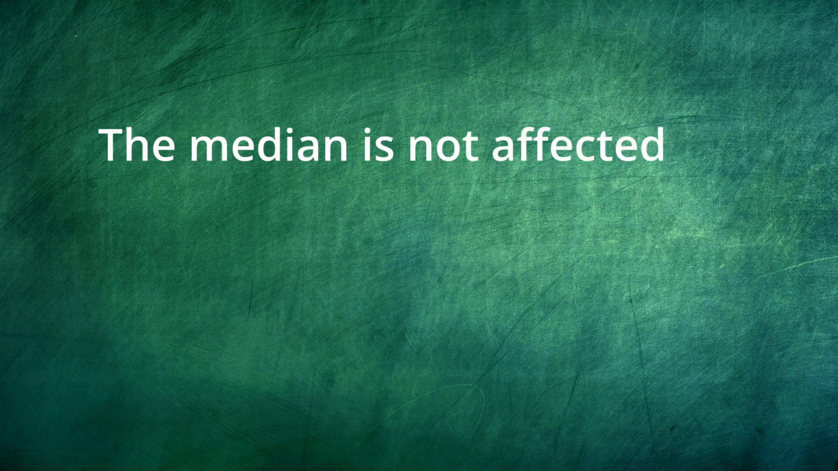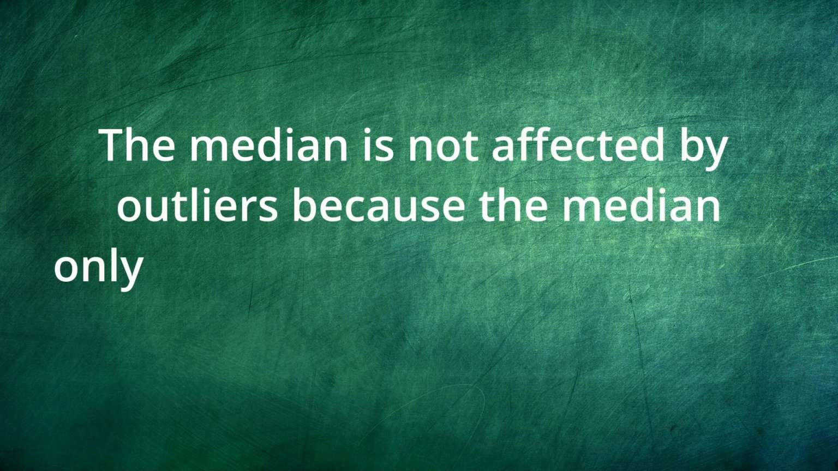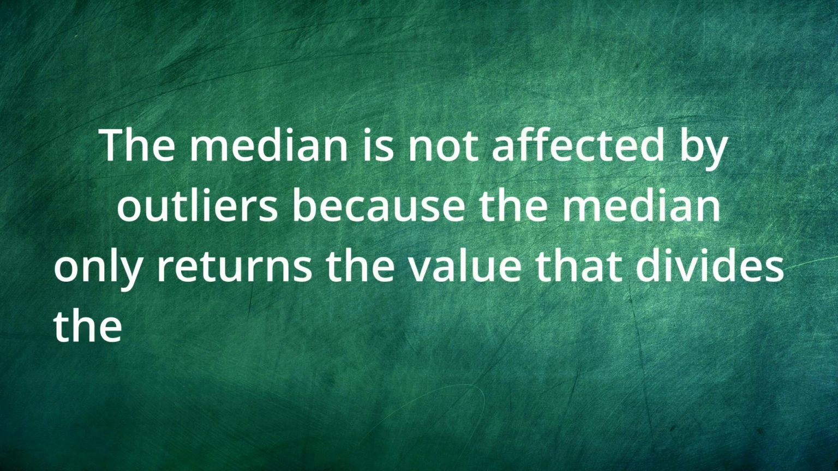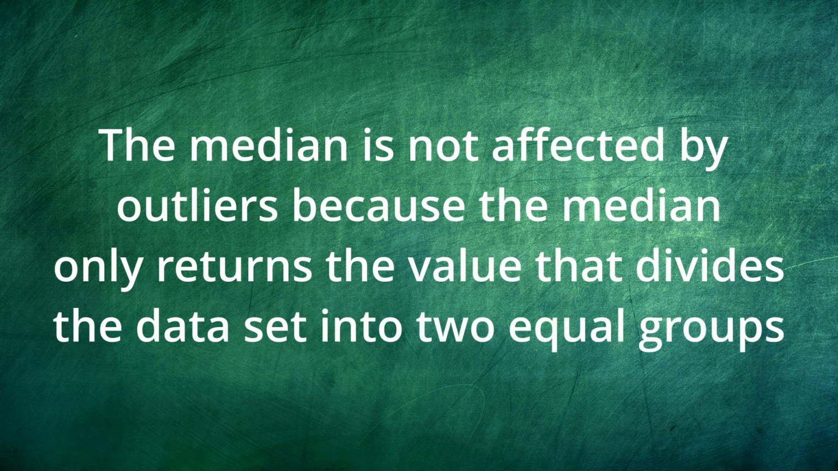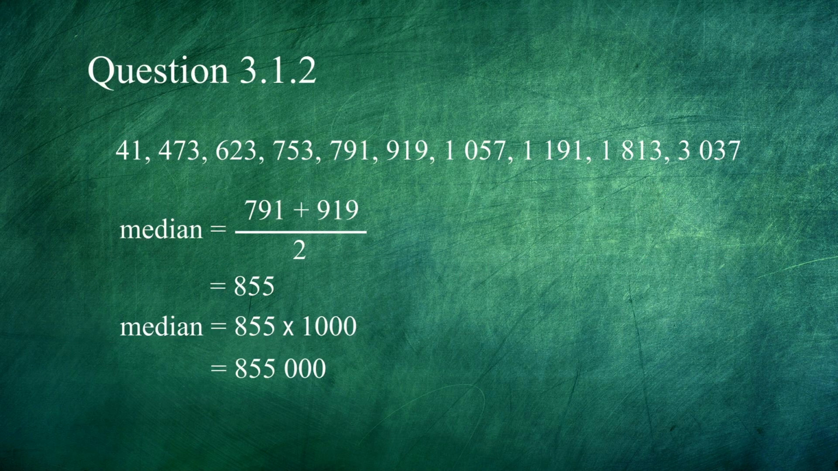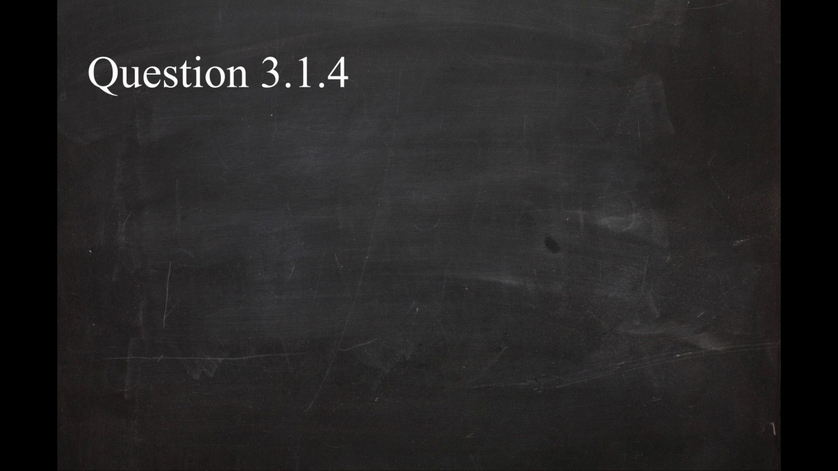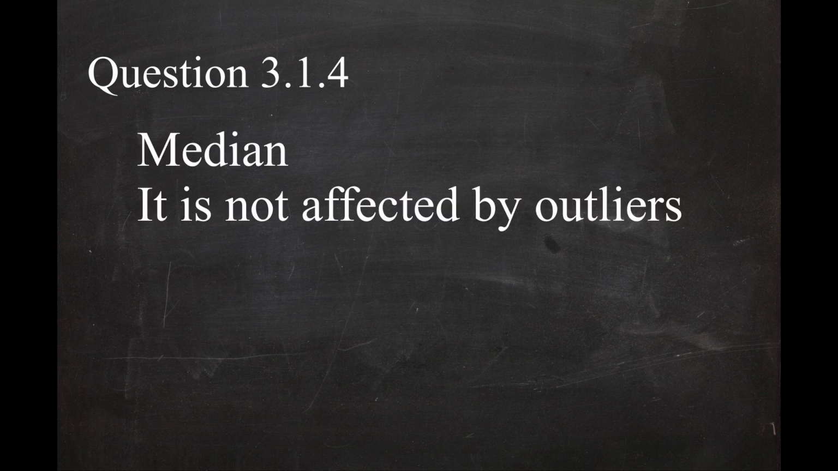Skilled agriculture is very low and elementary is very high compared to the other values in this data set. The median, on the other hand, is not affected by outliers because the median only returns the value that divides the data set into two equal groups. This is the median for the same data set which was calculated in question 3.1.2. Notice that it is not affected by the outliers. So the better measure of central tendency is the median because it is not affected by the outliers which this data set has.